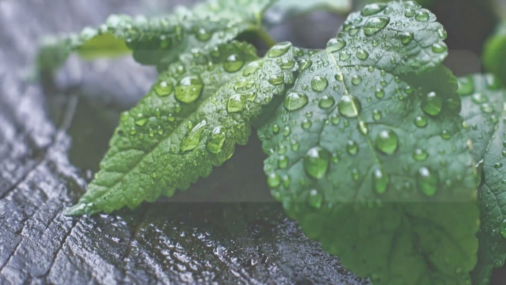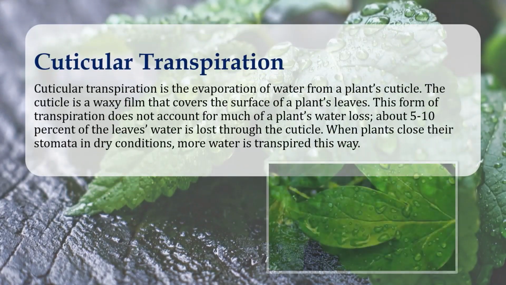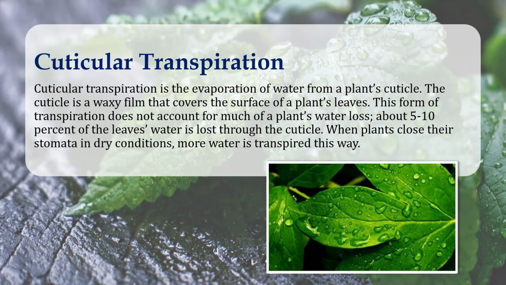Let's see what is cuticular transpiration. Cuticular transpiration is the evaporation of water from a plant's cuticle. What are the cuticles? Cuticles are waxy films that cover the surface of a plant's leaves. This form of transpiration doesn't account for much of plant water loss. About 5 to 10% of leaf water is lost through the cuticle.